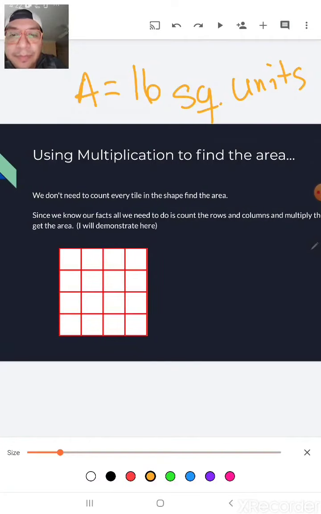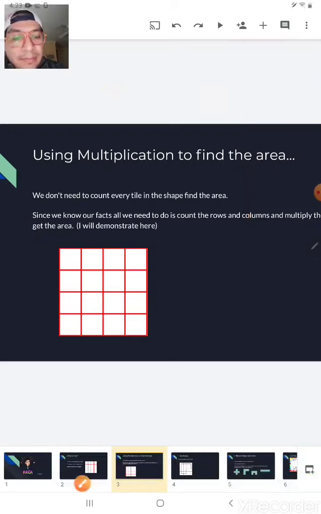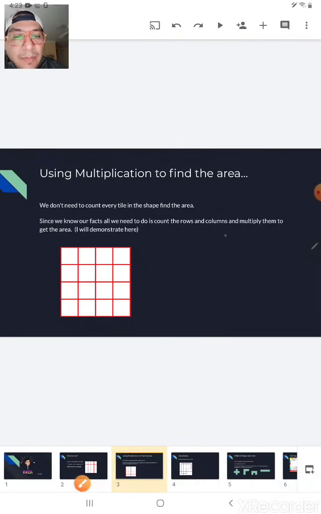Since we know our facts, let's read this. Since we know our facts, all we need to do is count the rows and the columns and multiply them. That's the problem with zooming in. So we can multiply them to get the area. I'm going to demonstrate how I do that.